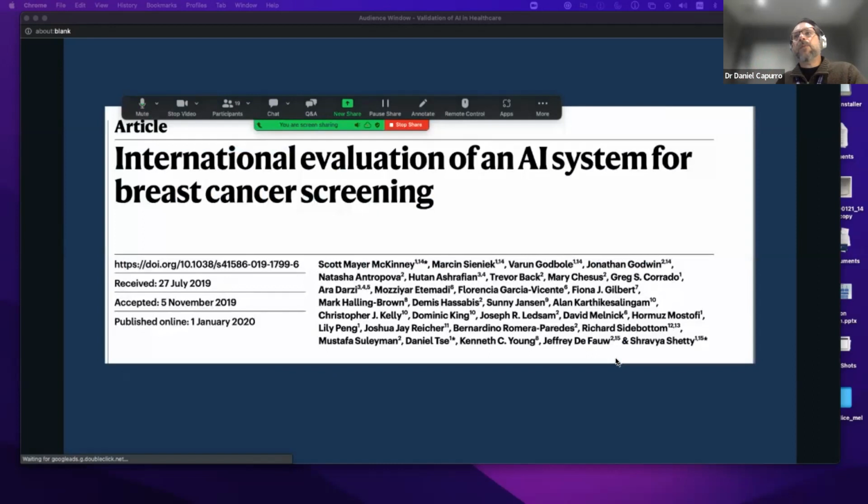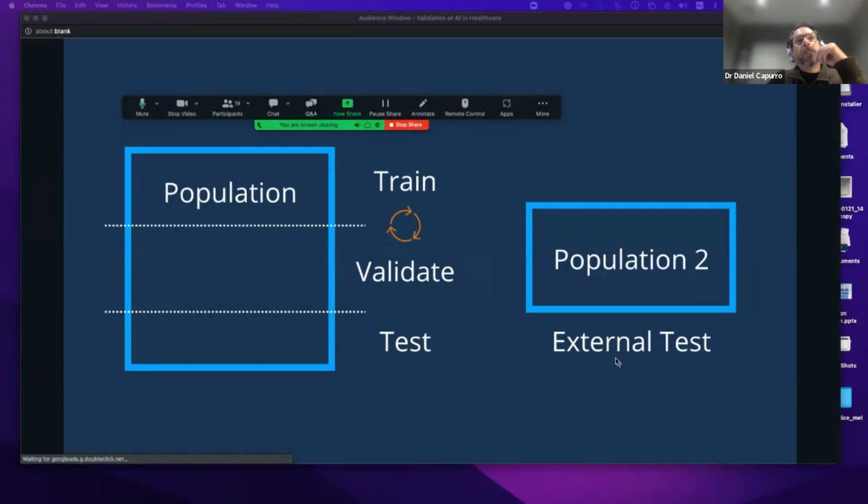And this is what happened in this study. It was published in the first new year of 2020, okay? We didn't know anything or not much about COVID in those days, no lockdowns yet. But there's this paper published in Nature out of the DeepMind group by Google. And it's this international evaluation of an AI system for breast cancer screening. So what they did was exactly what I described here. The first population was a UK population, and then they took their algorithm and did an external test on a US population, okay?